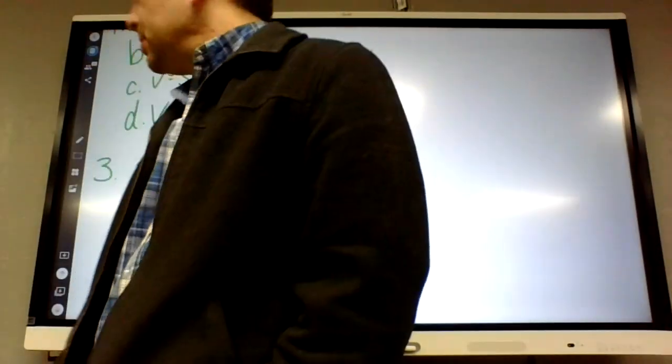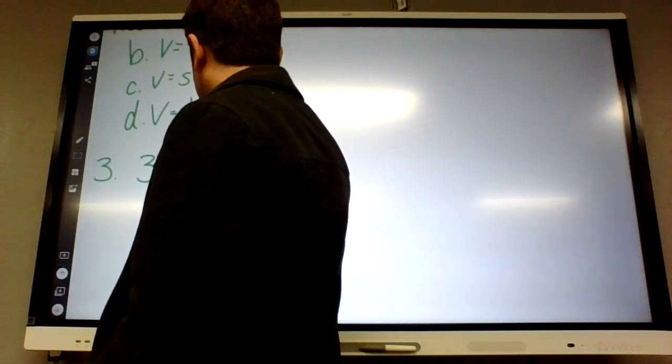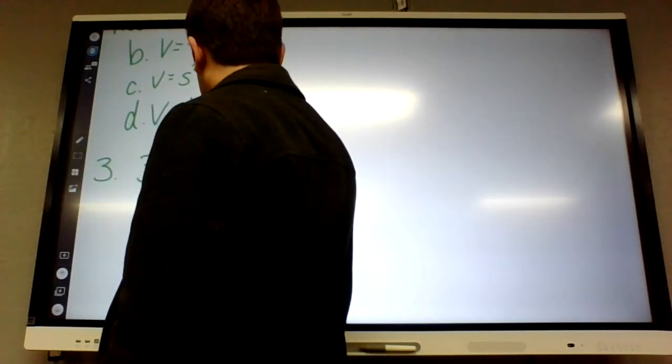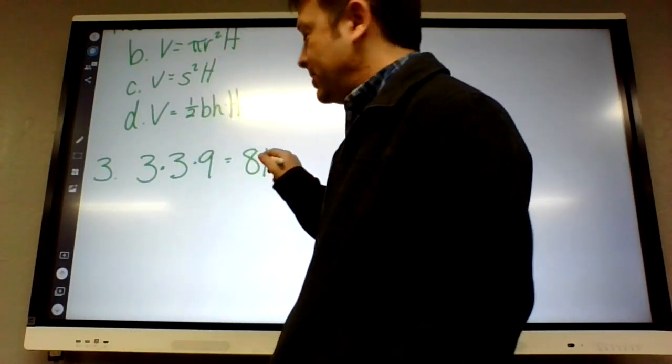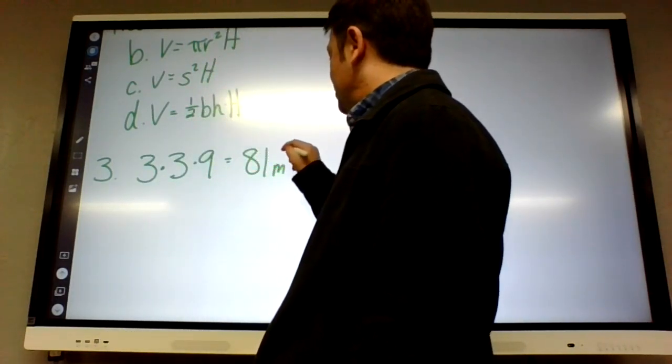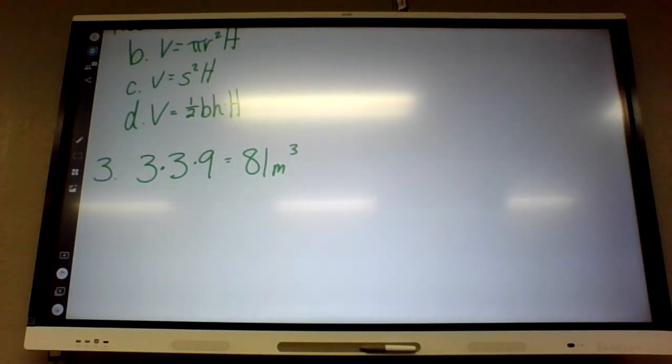Okay, so on number 3, there's a square prism. How would we find the area of the square base? Side squared. Right, so it's just 3 times 3 for the area of the base times the height of the prism, which is 9. So 3 times 3 is 9 times 9. Oh, wait. So it's 81. Yeah, we're supposed to label these meters cubed because it's a 3-dimensional measurement, unlike areas.